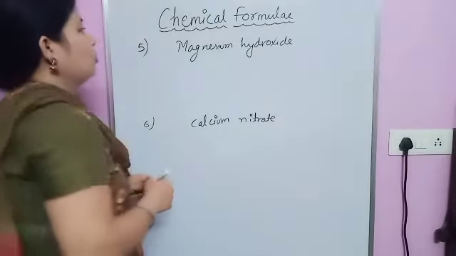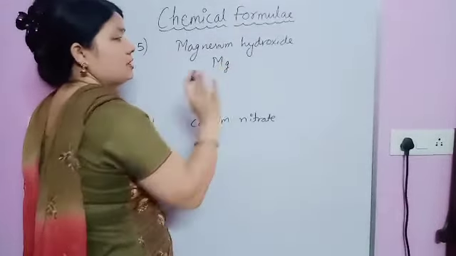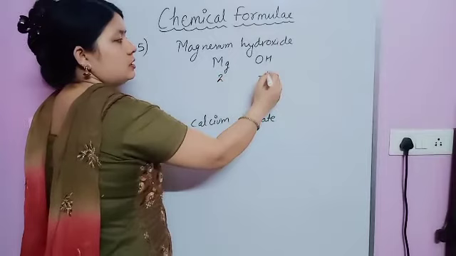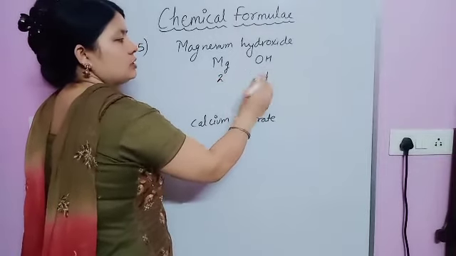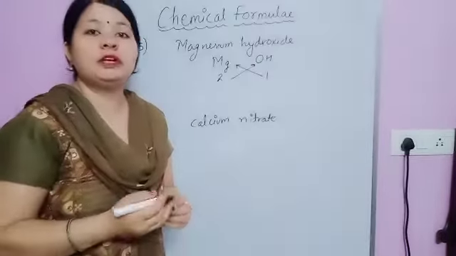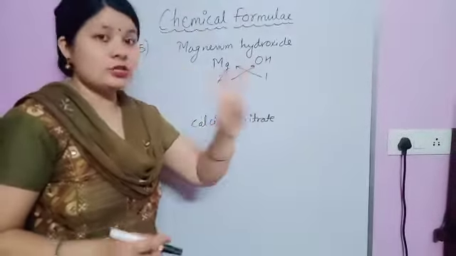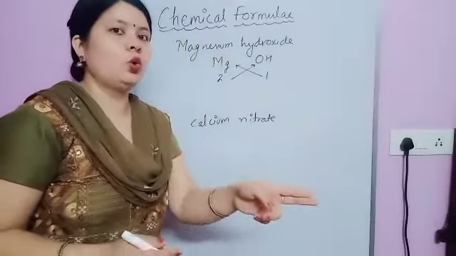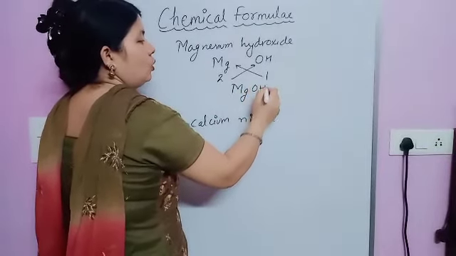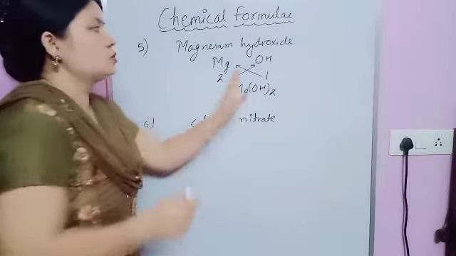Okay class, now just see two more examples. Magnesium hydroxide: magnesium is Mg, hydroxide is OH negative. Mg is 2 plus, this one is 1 minus, no need to mention this. 1 goes along with Mg, 2 goes along with OH. This one is very important because this is where you make mistakes. Now just see, this 2 goes with OH, with both, it's not going with only O or only H. So you write the formula like this: Mg(OH) whole twice, because this 2 is for OH.